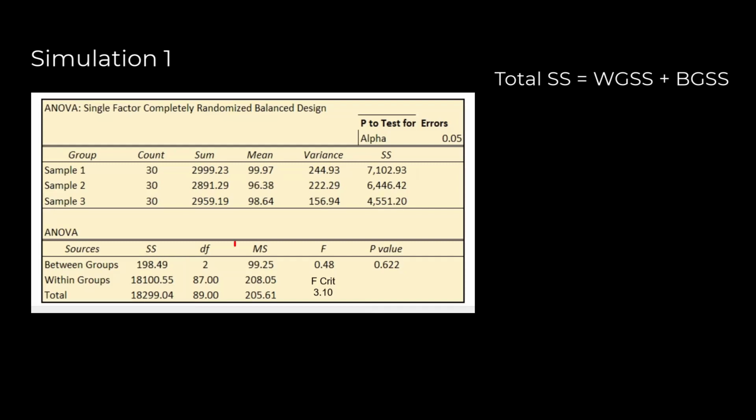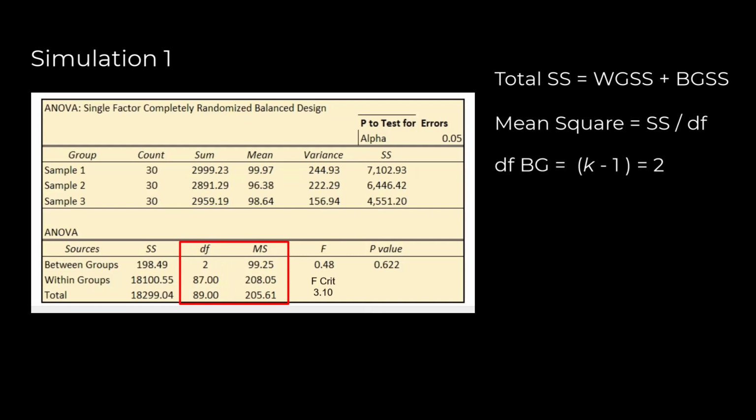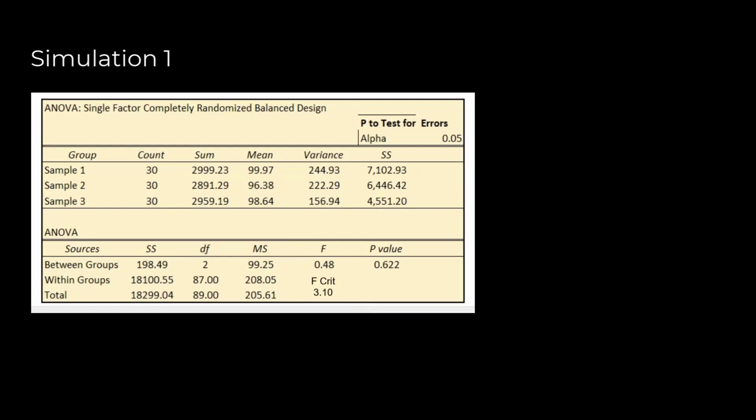Next, we can look at the mean squares and the degrees of freedom for each. These values represent the average variability within and between the groups, respectively. The within groups mean square is 208.05, and the between groups mean square is 99.25. These values are equal to their respective sum of squares divided by their degrees of freedom. You can also see that the between groups degrees of freedom equals 2, which is the number of groups minus 1, and the within groups degrees of freedom is 87, which is the total number of observations minus the number of groups.